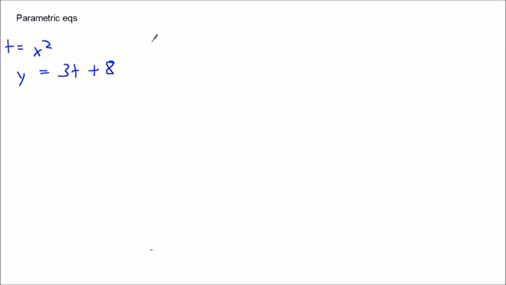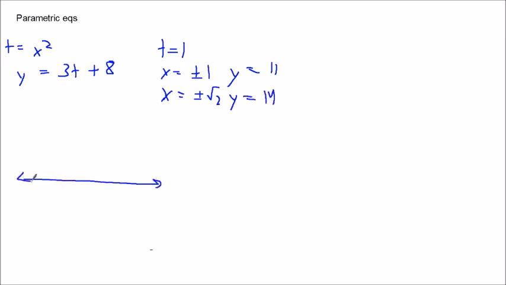So now when t is equal to 1, what's x? Well, when t is equal to 1, x is equal to plus or minus 1, and y is equal to 11. When t is equal to 2, what's x? X is equal to plus or minus square root of 2, and y is equal to 14, right? So you can graph this. You can graph this like this.